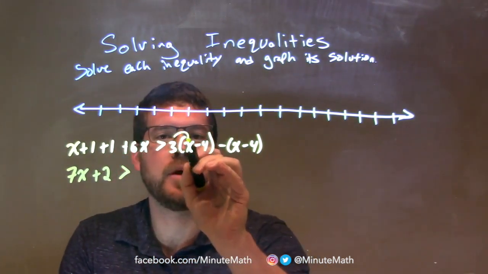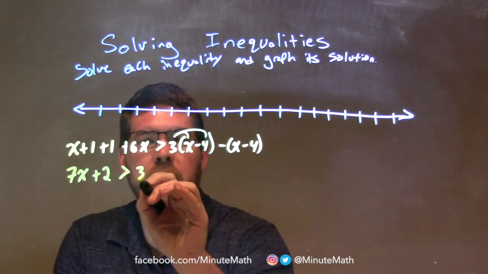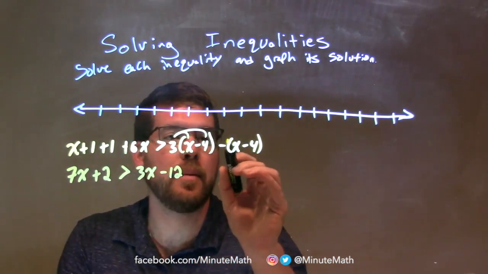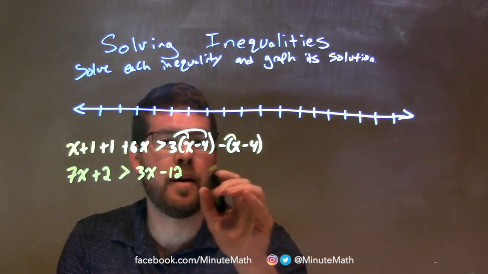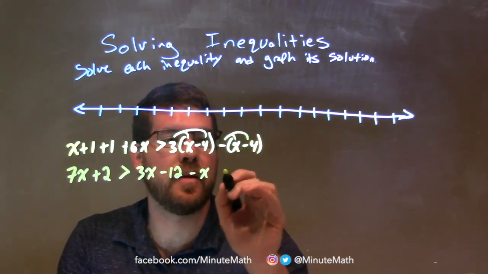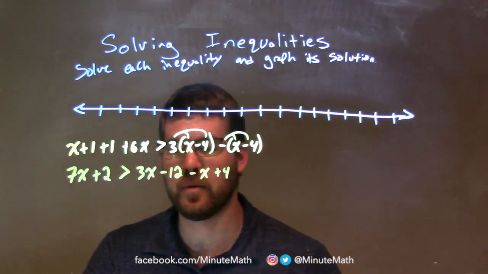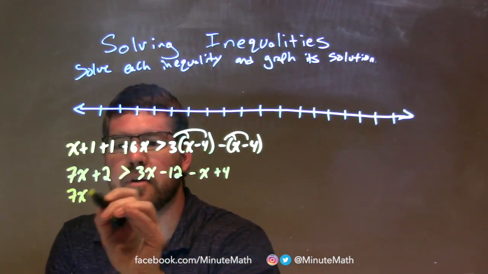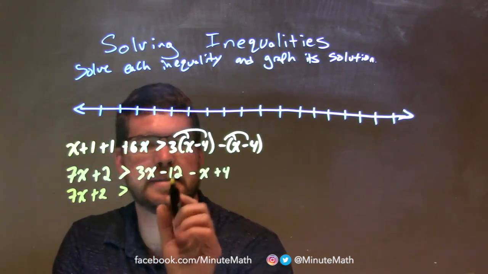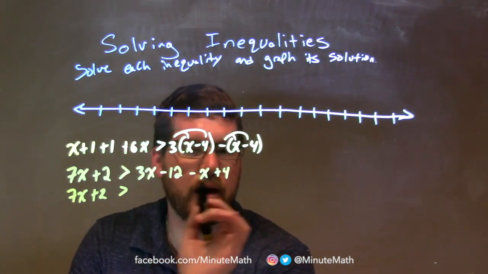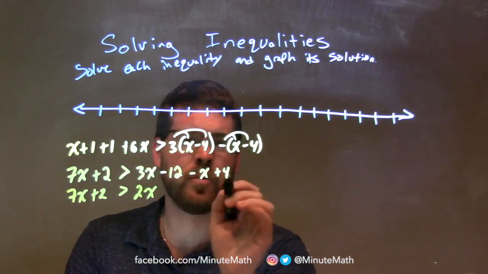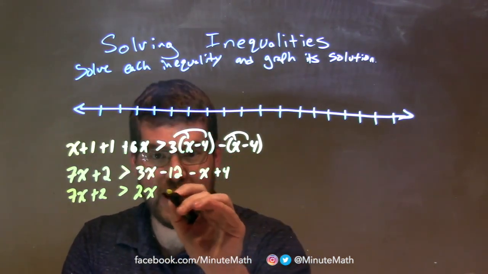We're going to distribute the 3 across to both parts here. So we have 3x minus 3 times 4 is 12. And then I'm going to distribute this minus sign as well. We have a minus x, and then now a positive 4. So the right-hand side, let's simplify again. So it's 7x plus 2 can stay here on the left, but the right-hand side, let's combine our x's. 3x minus an x is 2x, and negative 12 plus 4 is a negative 8.